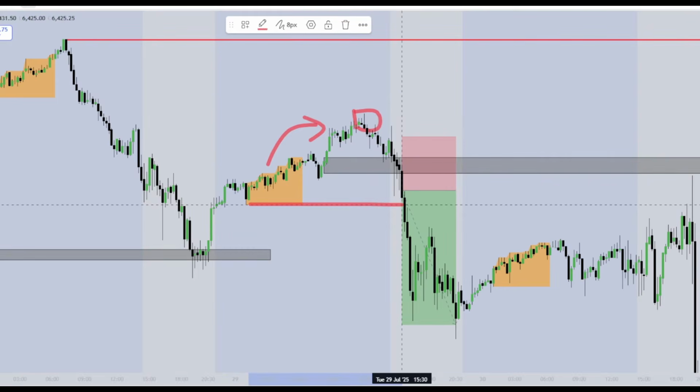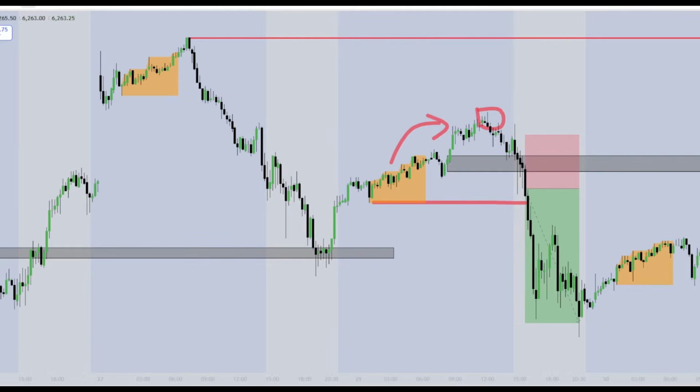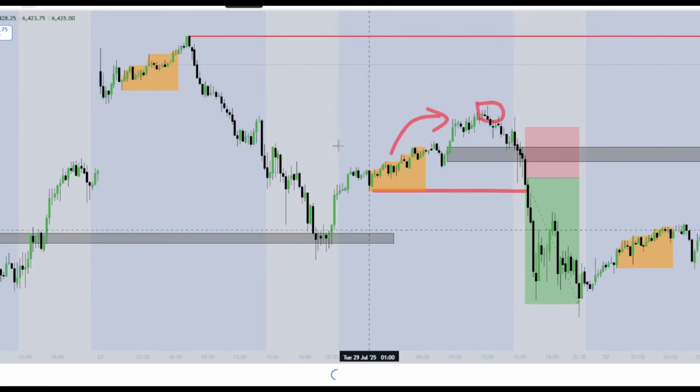That's one example. Another example of an ICT concept I think is quite useful for traders to know is the concept of the power of 3. The way that the power of 3 works is very simple, it's quite a simple concept to use.